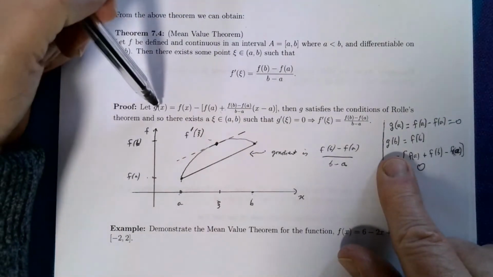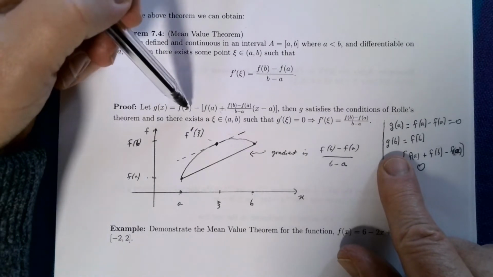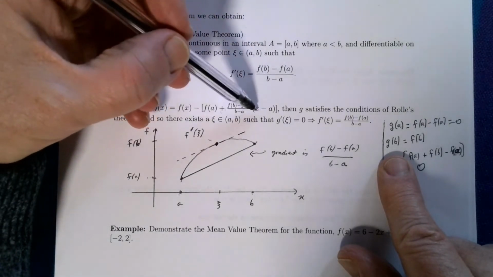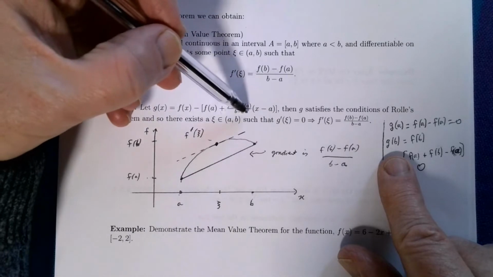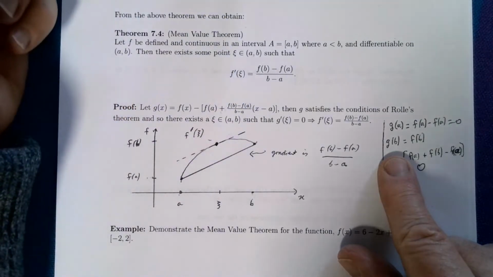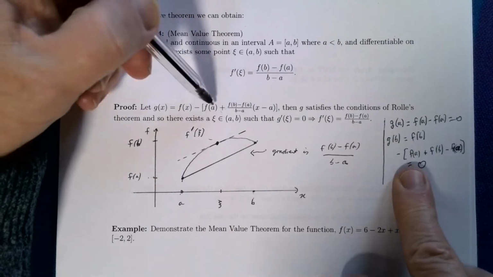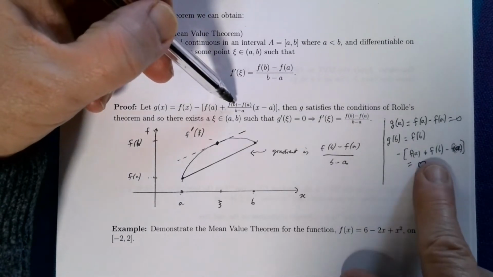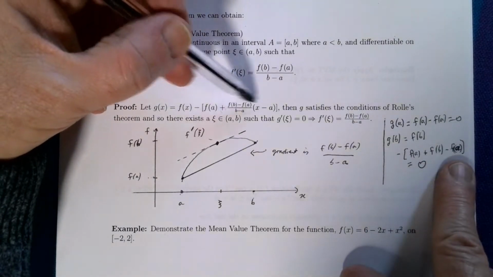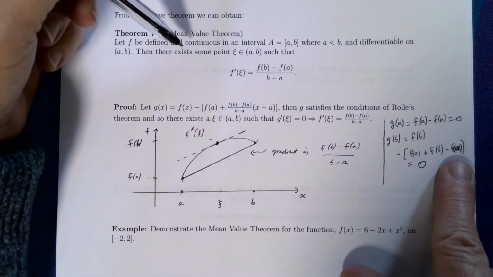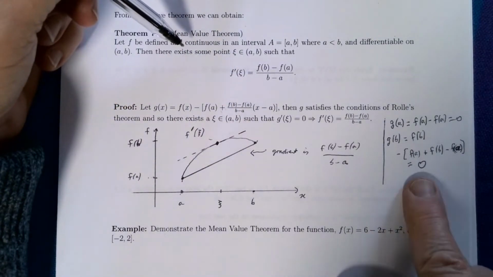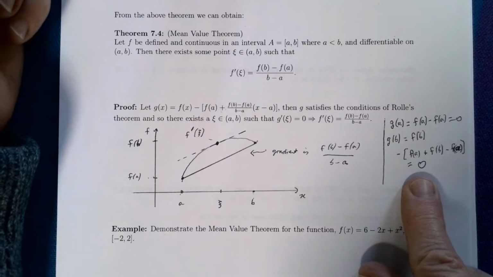And if I put in b, well, what happens then? If I put b minus a in here, that b minus a cancels with that b minus a, and I'm just left with f of b minus, brackets, f of a plus f of b minus f of a, because this bit cancels. And if you simplify all this, everything cancels out and you just get 0.